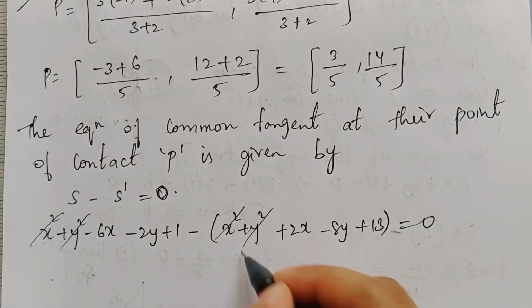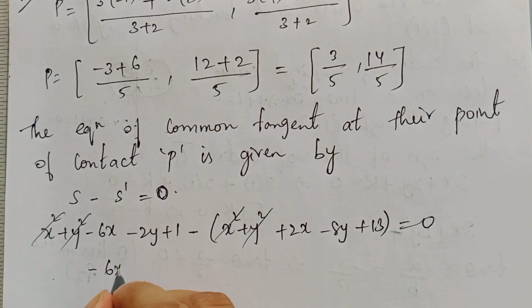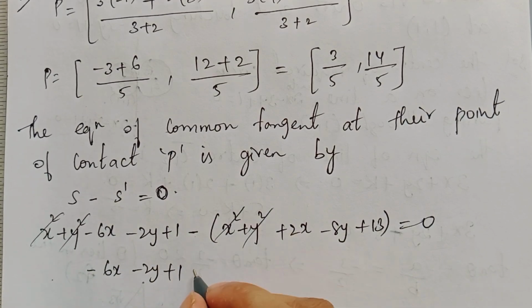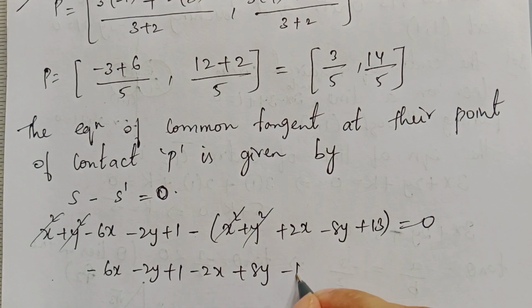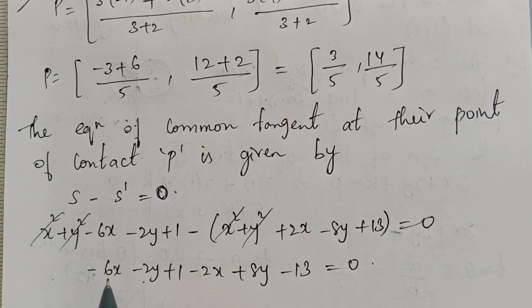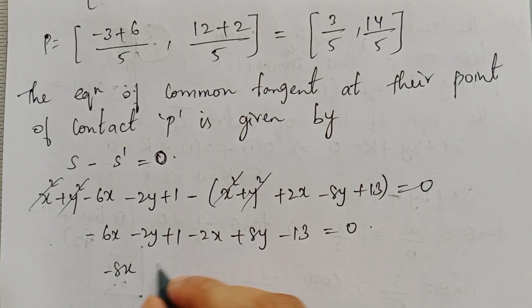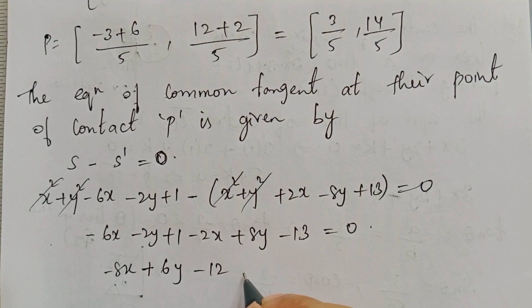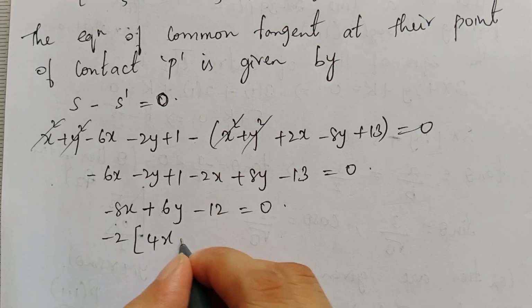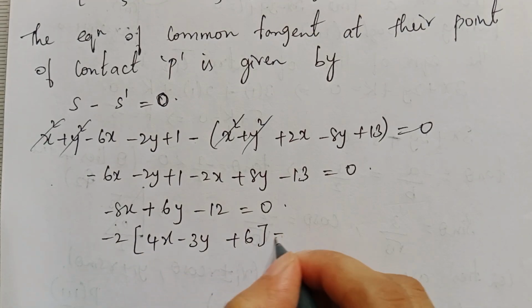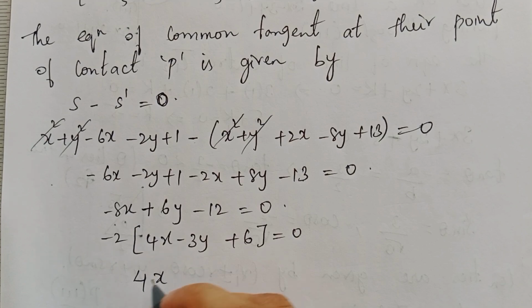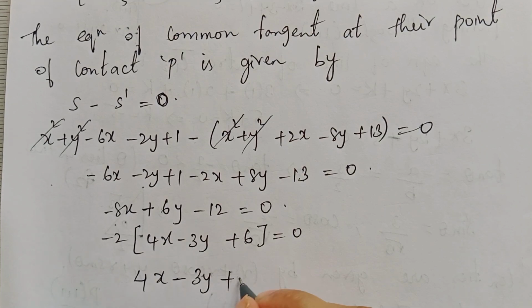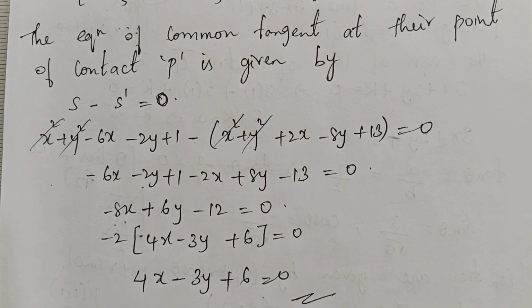So here the positive and negative x square and y square get cancelled. So it is minus 6x minus 2y plus 1 minus 2x plus 8y minus 13 equals 0. So minus 6x minus 2x is minus 8x, minus 2y plus 8y is plus 6y, and minus 13 plus 1 is minus 12 equals 0. We can take minus 2 common. So it is 4x minus 3y plus 6 equals 0. So our equation of common tangent is 4x minus 3y plus 6 equals 0, which is the answer.